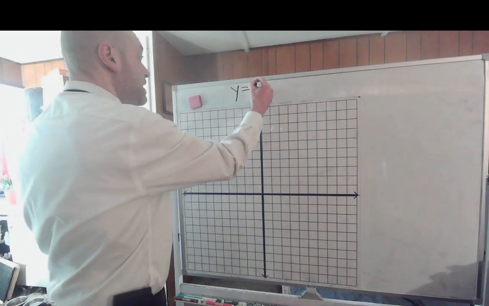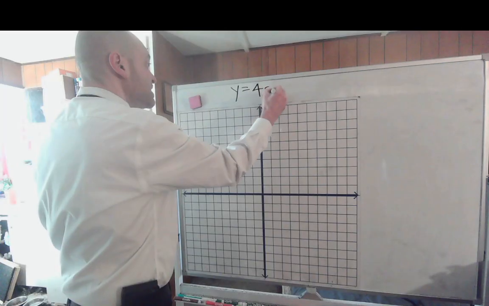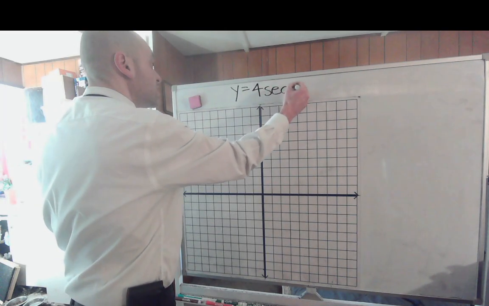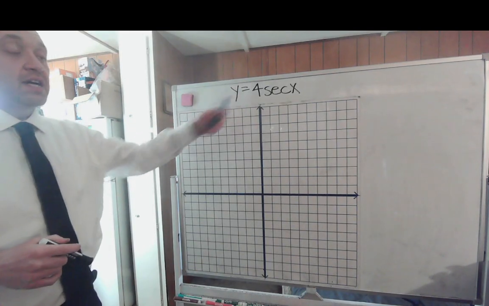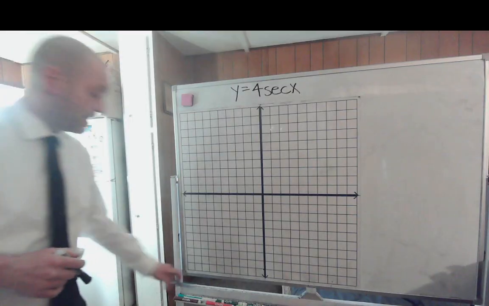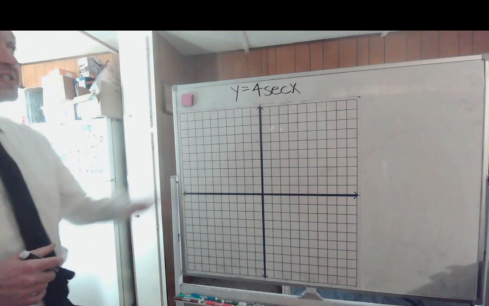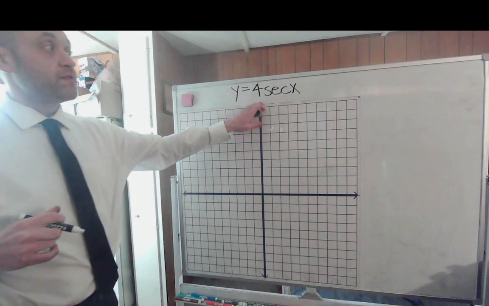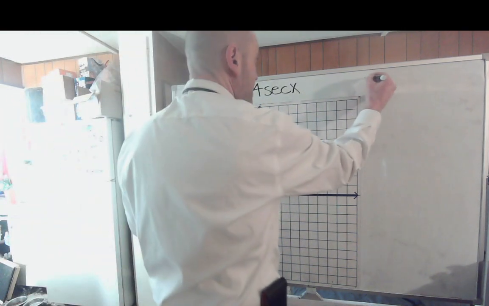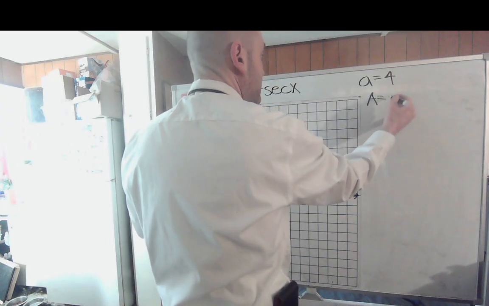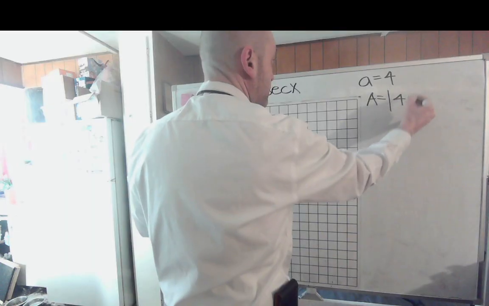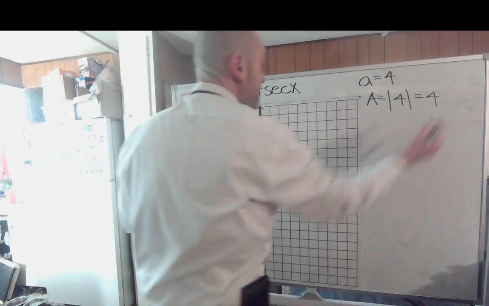All right, y equals 4 secant of x. So y equals 4 times the secant of x. So let's find our amplitude. What's the coefficient on the secant? It's 4 this time, right? So my a equals 4, which means my amplitude equals the absolute value of that 4, which is also 4.